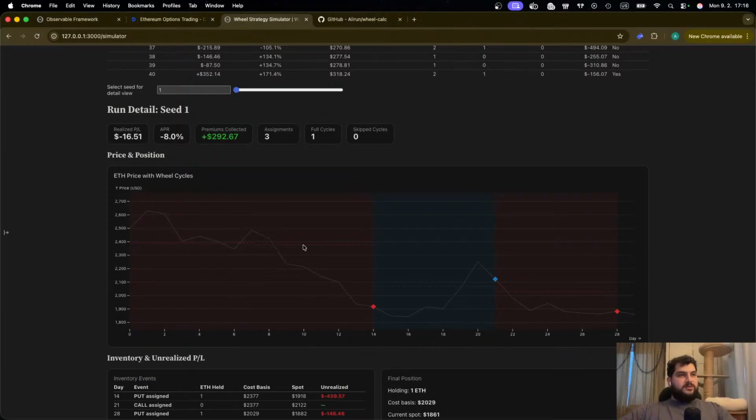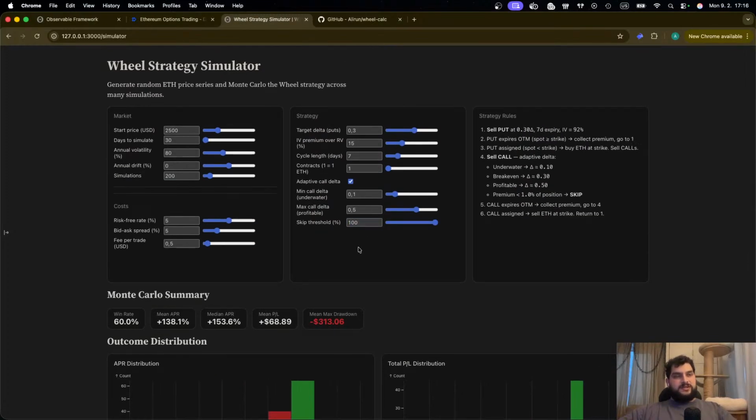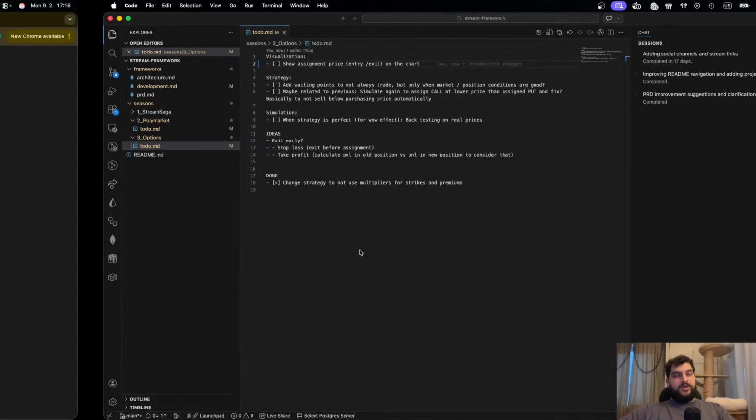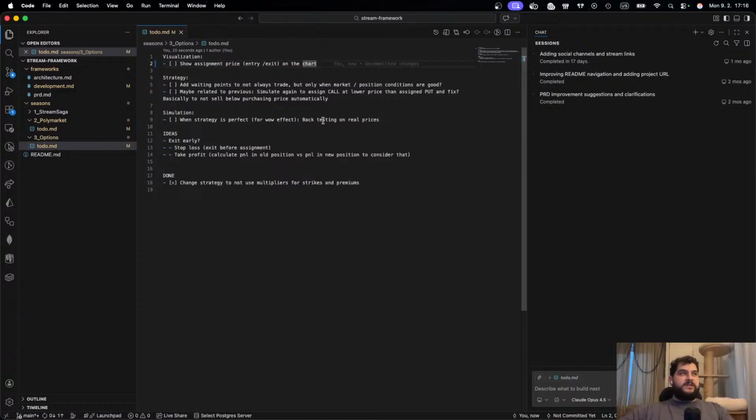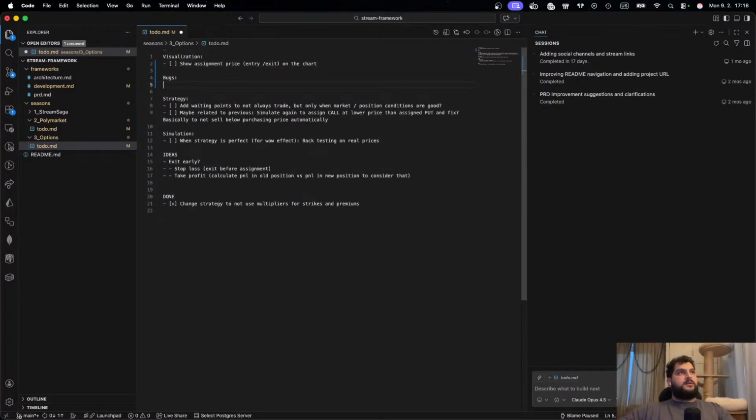Yeah, so basically the assignment price, actually, for how much we purchased it, it was here. So this is how much we purchased it. So we cannot sell it below. Probably this threshold is not correctly working. So maybe we need to fix that. Bugs. Check if threshold is actually working.